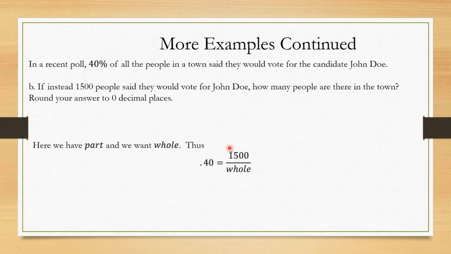Part is the number of people in town. Whole is the entire town. That's what we want to figure out. I mean, it's not that bad. We could figure it out. It takes a little more algebra than the previous question.